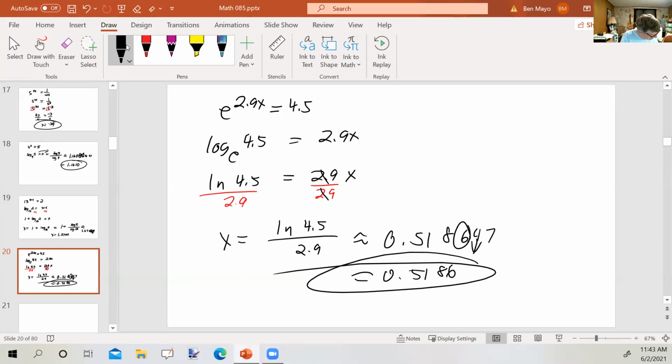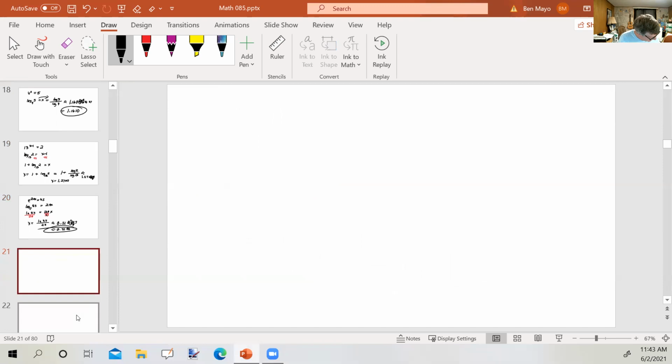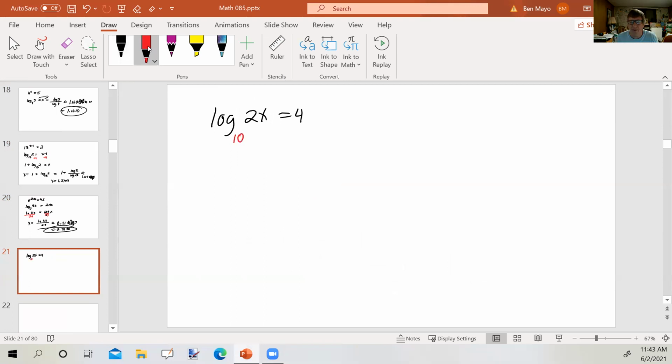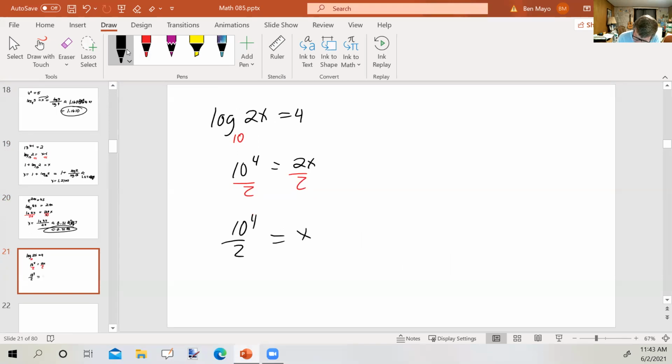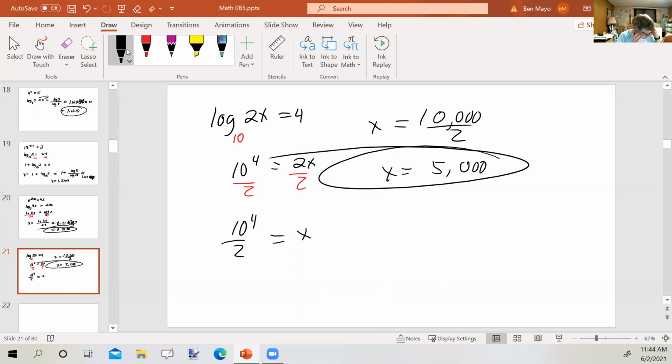Okay, let's see here. Now let's say we have this equation. Log of 2x equals 4. Keep in mind, there's an implied base 10 there. So now I can take this logarithmic equation and change it into an exponential equation. It would become 10 to the 4th power equals 2x. Divide both sides by 2. 10 to the 4th power divided by 2 equals x. Well, 10 to the 4th power is 10,000. So x would be 5,000.